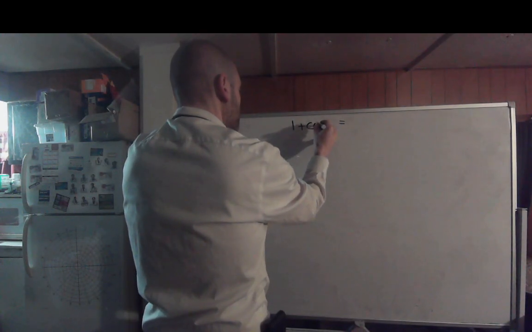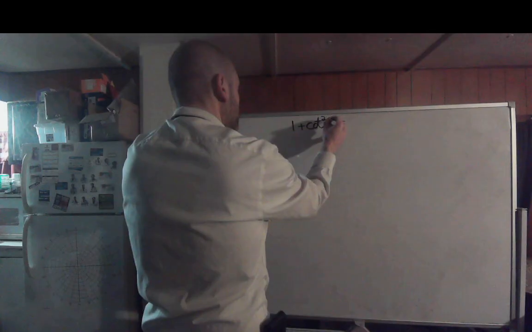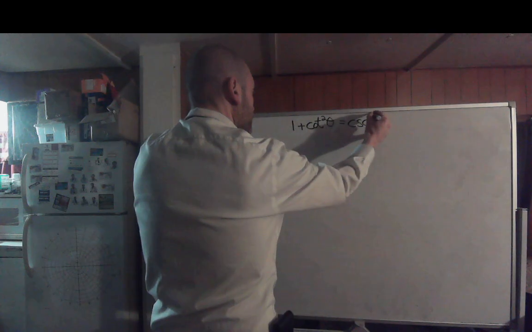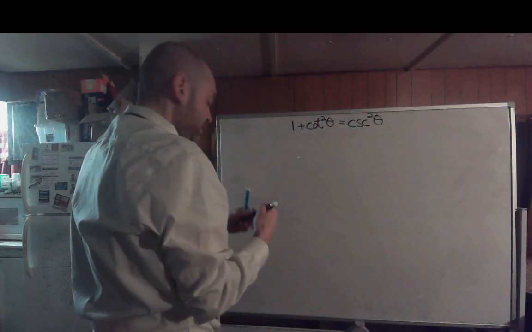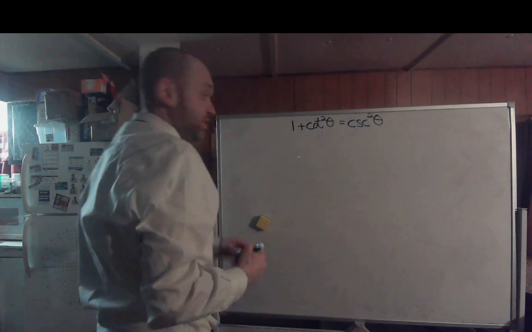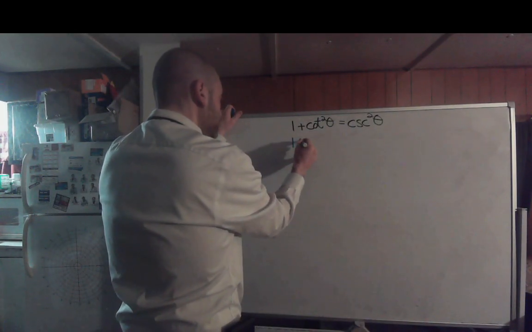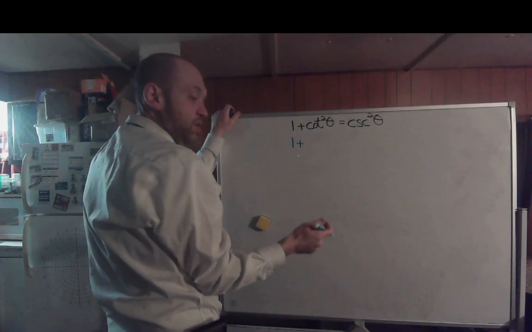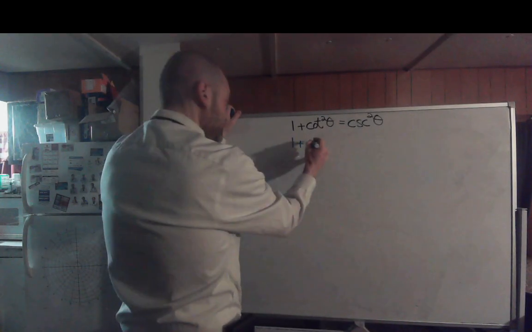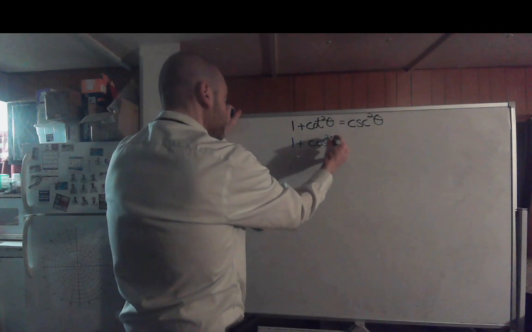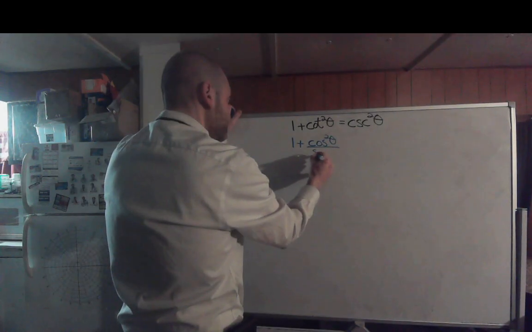If you take 1 plus the cotangent squared of theta, that's going to be equal to the cosecant squared of theta. So 1 plus cotangent squared of theta equals cosecant squared of theta. Again, let's prove that. So you have 1 plus, now what is cotangent? That is cosine over sine. So that'd be 1 plus the cosine squared of theta all over the sine squared of theta.